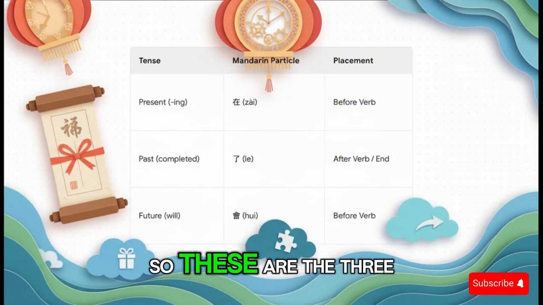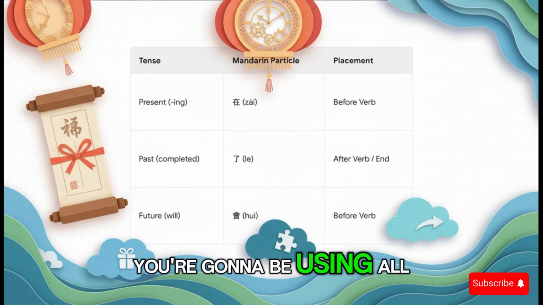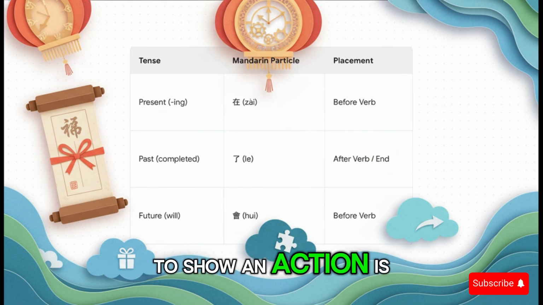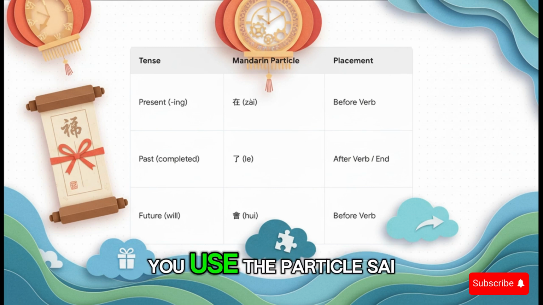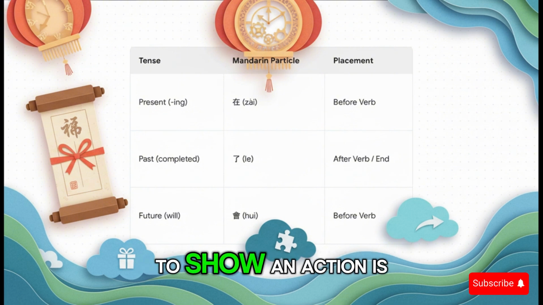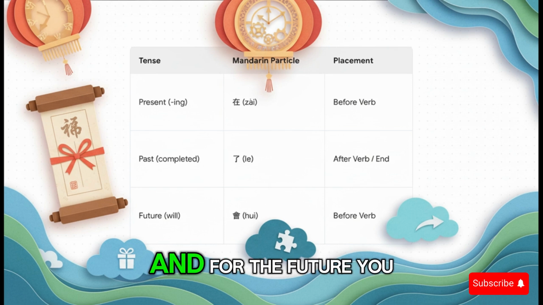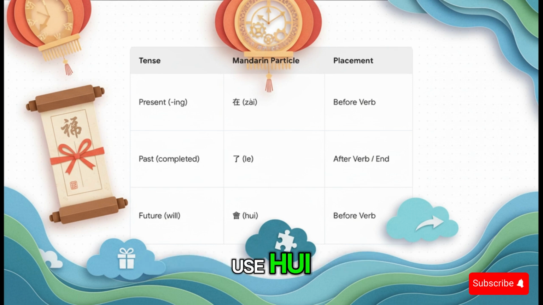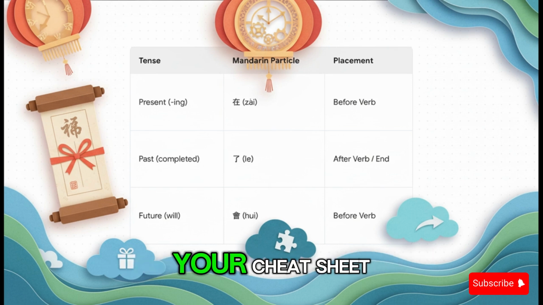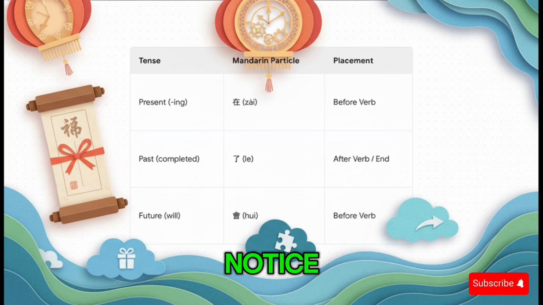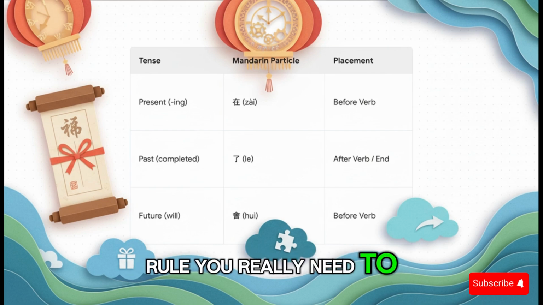Okay, so these are the three main filters you're going to be using all the time. To show an action is happening right now, you use the particle 在. To show an action is completed, or in the past, you use 了. And for the future, you use 会. This little chart is basically your cheat sheet. The most important thing to notice is where each filter goes. That placement is the only rule you really need to remember.